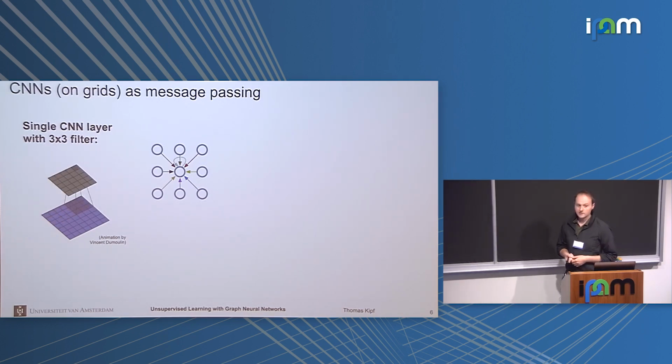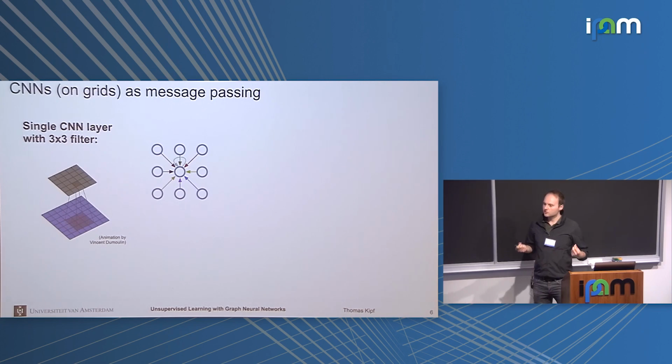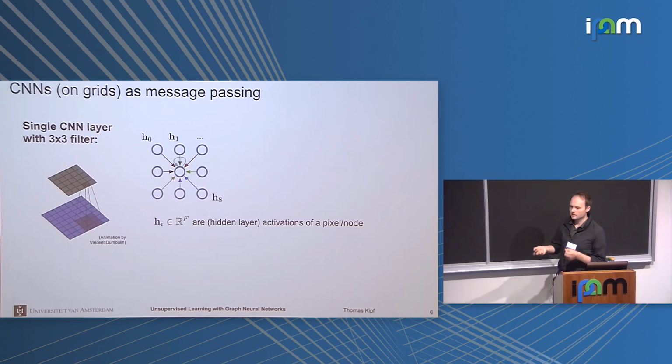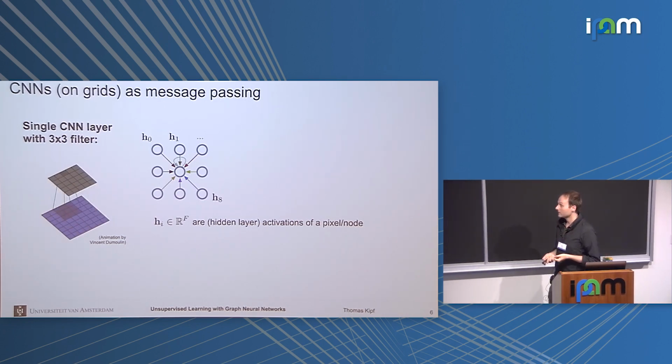But equivalently, you can represent the same system as each pixel being a node in this kind of grid graph here, and in order to update the representation of this middle node in the next layer, you pass messages from all the neighboring nodes. And you can give all these nodes a name here, and these nodes could be RGB values at a certain pixel, or hidden layer activations at a later layer.